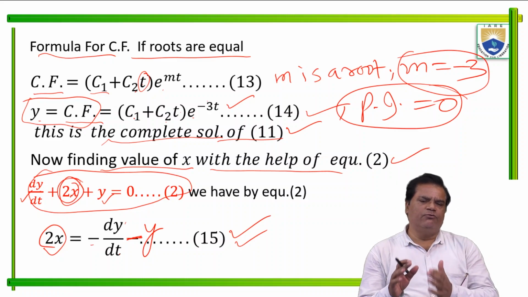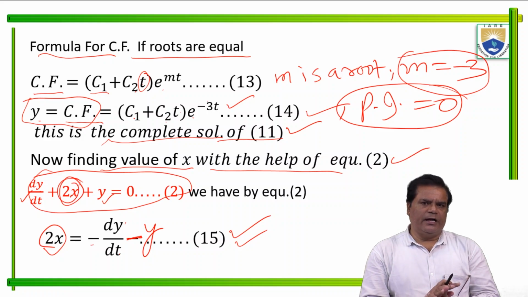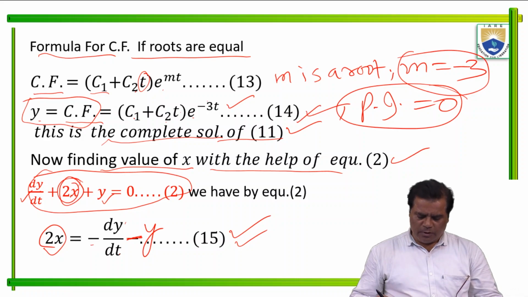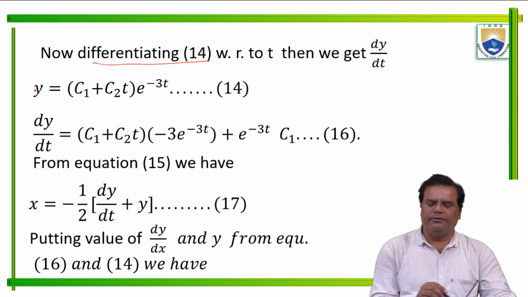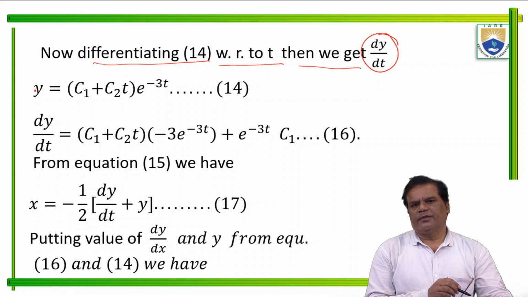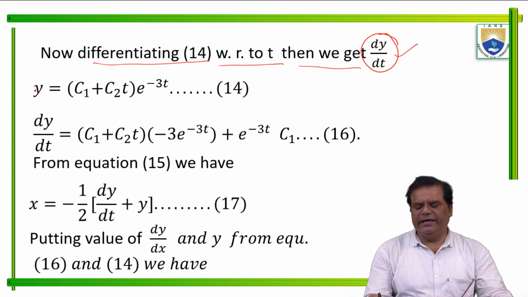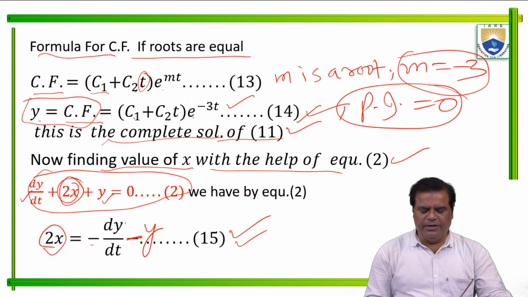And we have the value of y here. We found the value of y already in equation 14. Now differentiating equation 14 with respect to t, we get the value of dy/dt. Why are we finding dy/dt here? Because we are putting the value of dy/dt in equation 15.